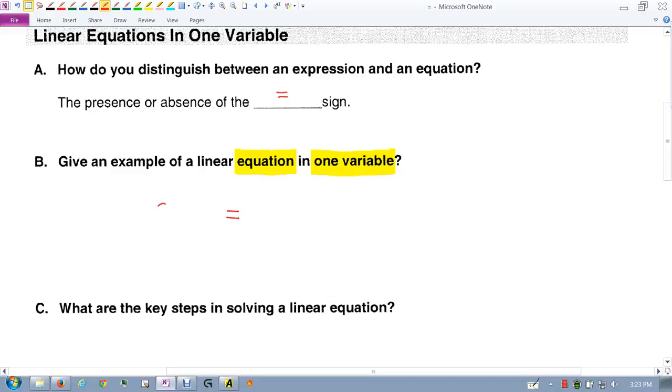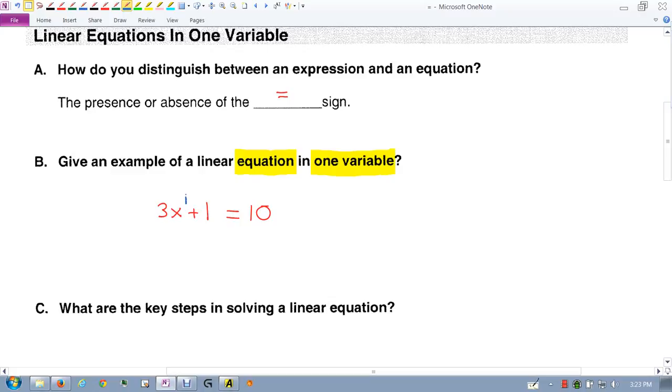So how about this? That's an example of a linear equation in one variable. We have an equation. We have one variable in the problem, x, and it's linear because the power is 1. Anything I can ever think of that has those components is called a linear equation in one variable. And so the goal would be, how do you solve for x? Tell me what x makes this true.